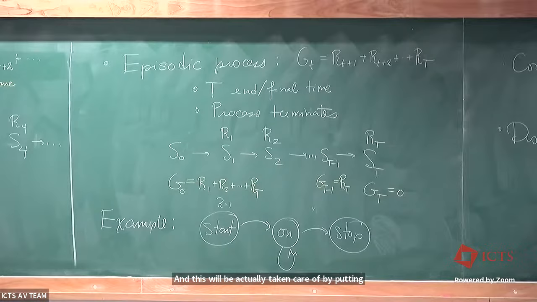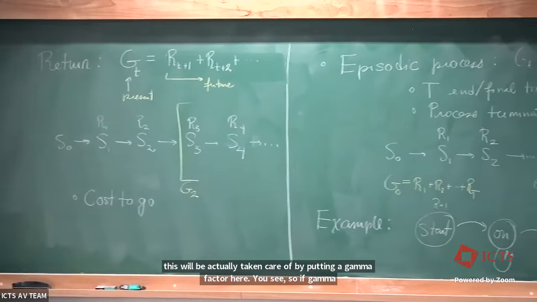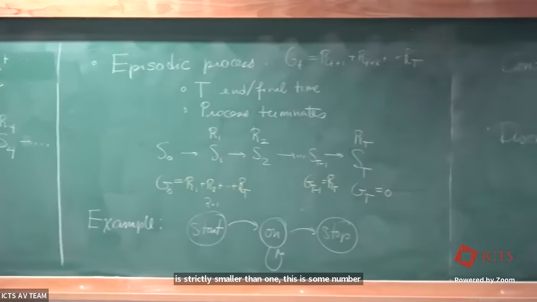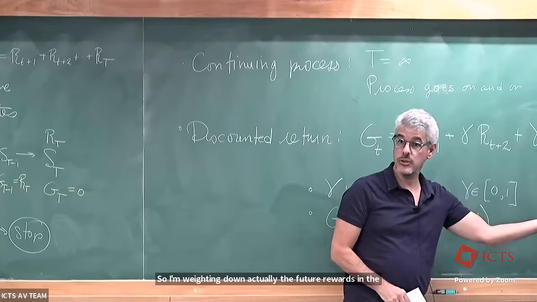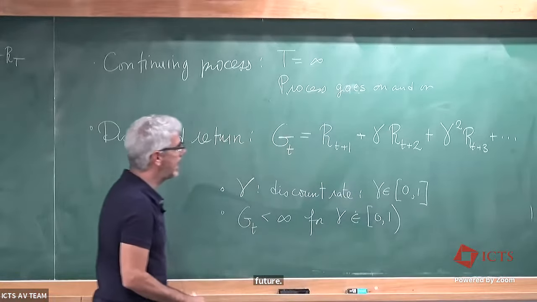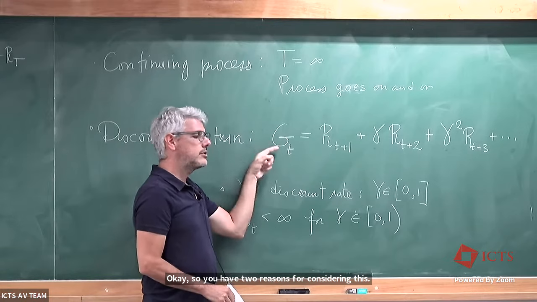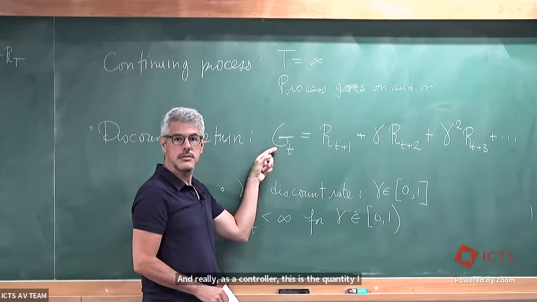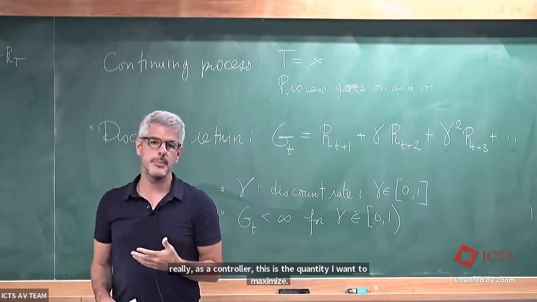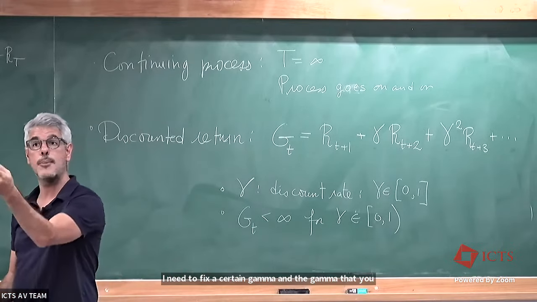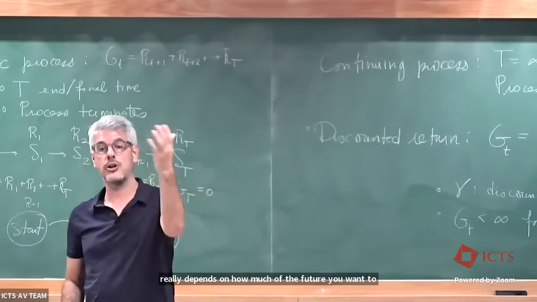You see, if gamma is strictly smaller than 1, some number between 0 and 1, then this will be smaller. So I'm weighting down the future rewards. And so this is a good thing. So you have two reasons for considering this. And really, as a controller, this is the quantity I want to maximize. I need to fix a certain gamma, and the gamma that you choose would depend on the application. It really depends on how much of the future you want to see and how much you want your action to depend on the future.